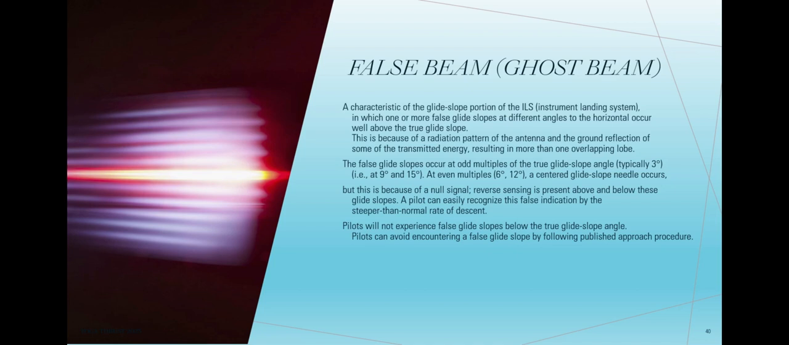The false glide slopes occur at odd multiples of the true glide slope angle, typically 3 degrees, i.e., at 9 degrees and 15 degrees. At even multiples, 6 degrees, 12 degrees, a centered glide slope needle occurs, but this is because of a null signal. Reverse sensing is present above and below these glide slopes.